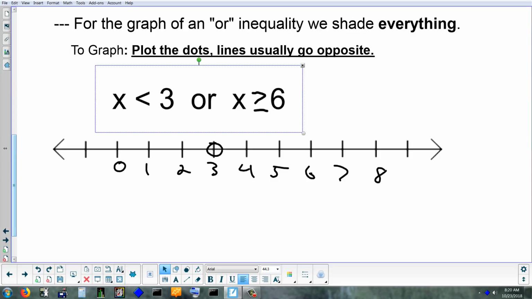And which way am I going to shade? Look at the inequality. To the left. It says x is less than 3, so we're going to shade everything to the left. Notice this time the arrows are going to be going in opposite directions. Let's do the other one. x is greater than or equal to 6. What kind of circle on that one? That would be a closed circle. And we're shading to the right.